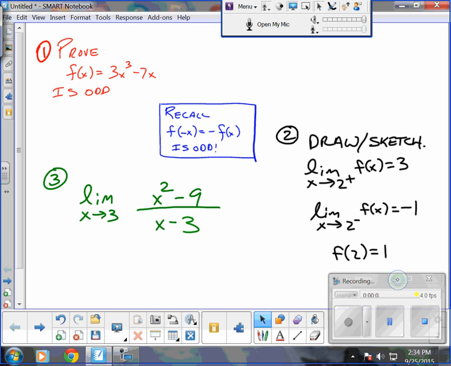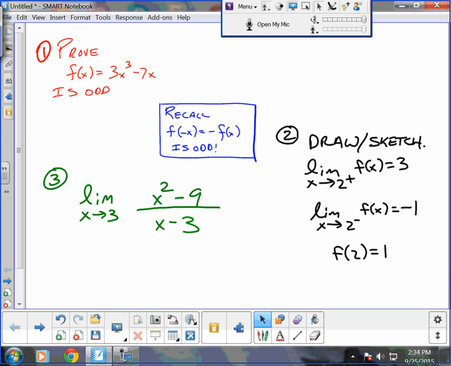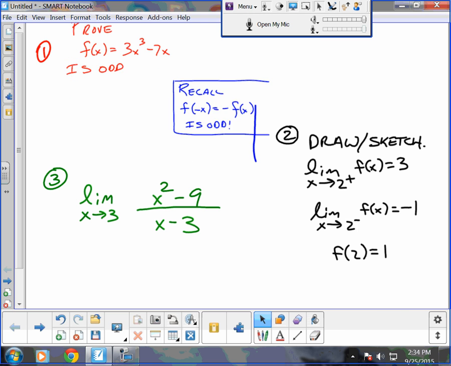So we have kind of a review day. All right, we're going to do some problems randomly. The first one is prove f of x equals 3x cubed minus 7x is odd. First of all, it's a polynomial. Domain is all reals. You should recognize it since it's x cubed that the range is all reals. But I didn't ask for that. I asked you to prove it's odd.